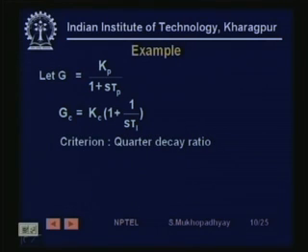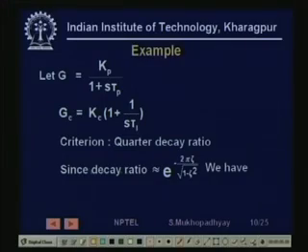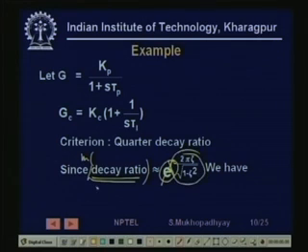Suppose my criterion is quarter decay ratio. That means the ratio of the second overshoot to the first overshoot will be 0.25. So it turns out that the decay ratio is actually given by this formula. So this value should be less than 0.25, which means that we can simplify matters of solutions by taking the log on this side, so we have ln of the decay ratio approximately equal to this, and now I want this to be equal to 1/4. So this becomes equal to ln of 1/4.